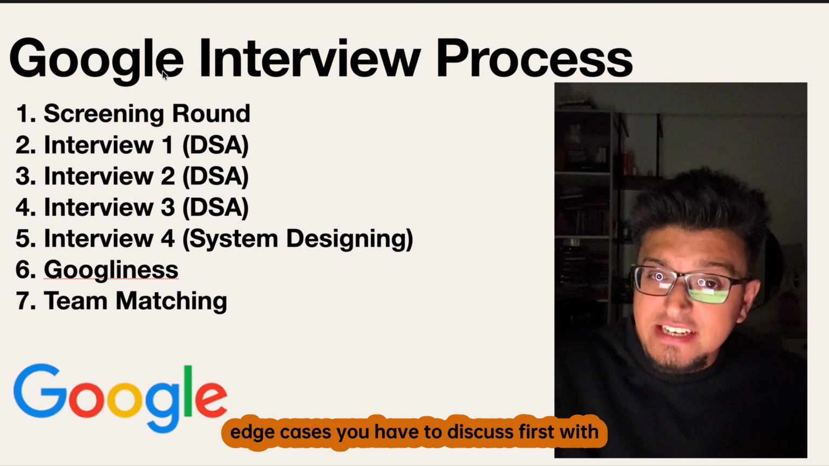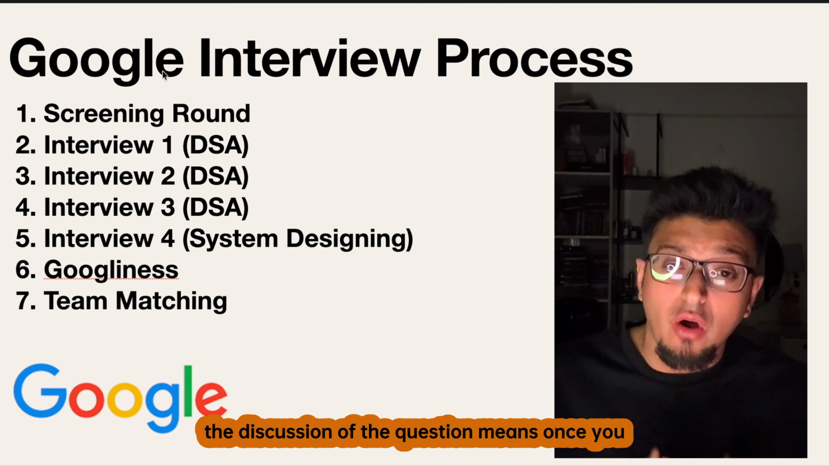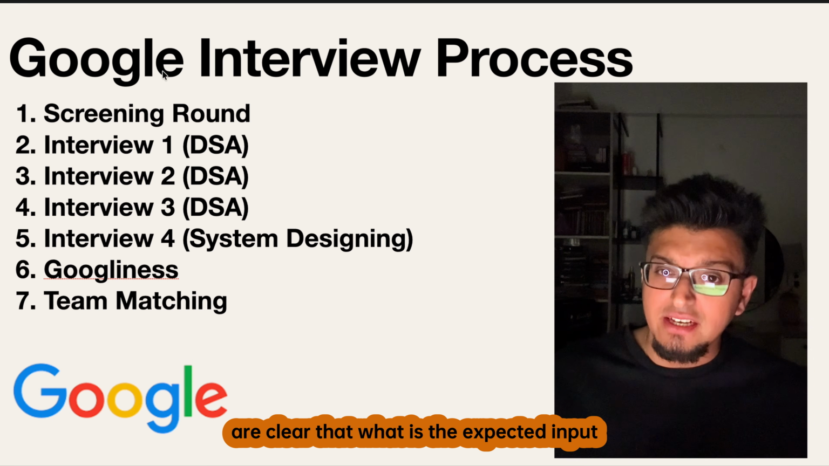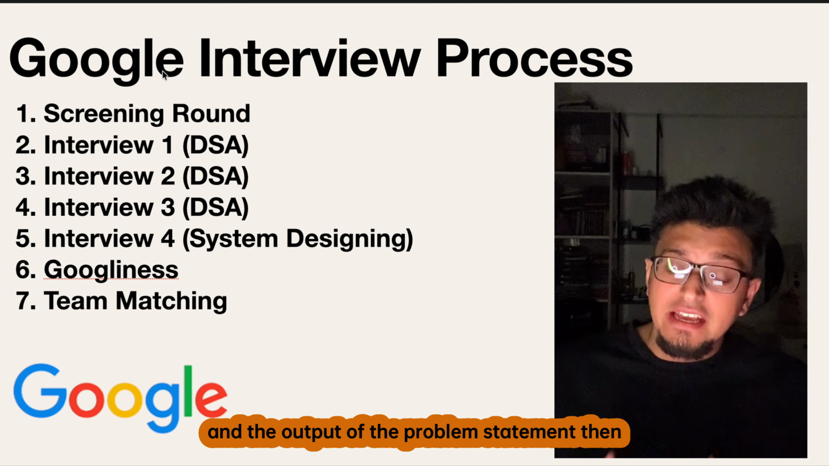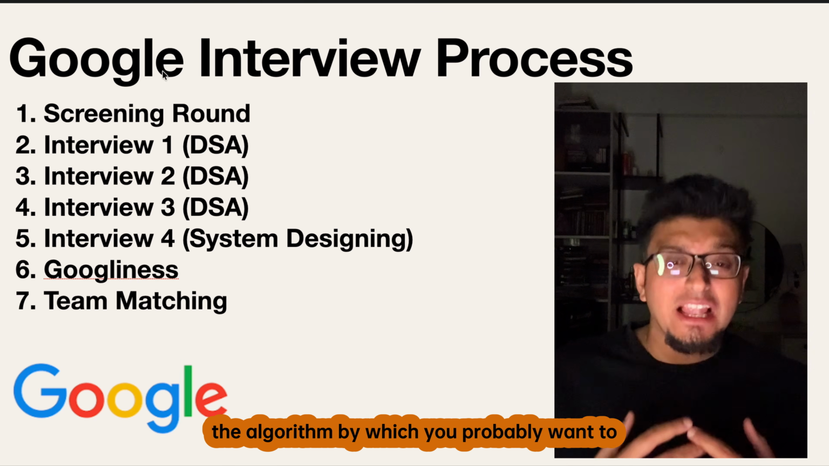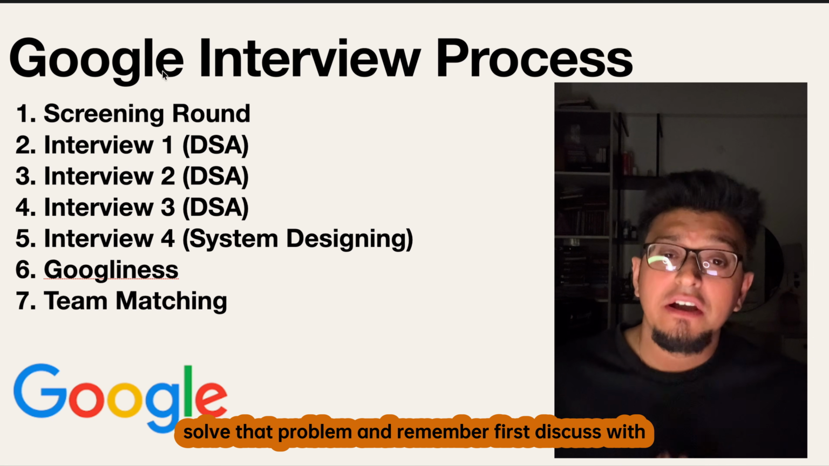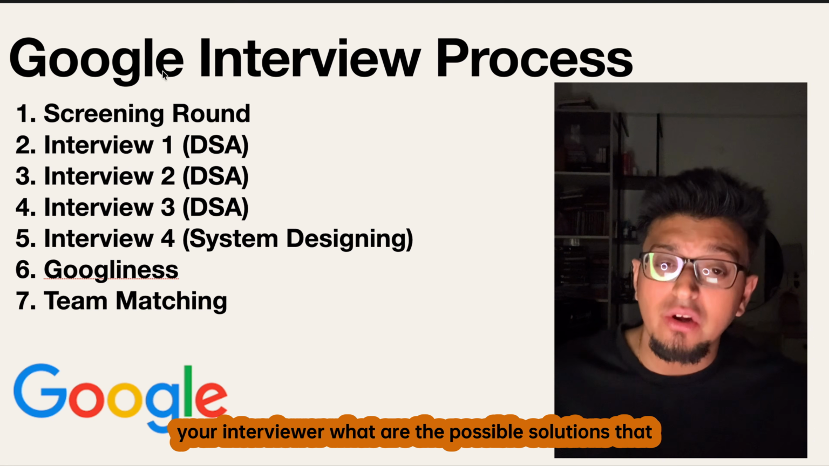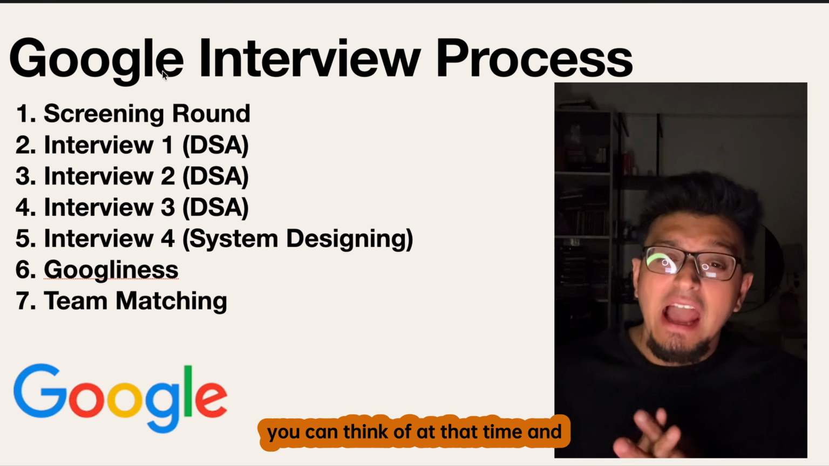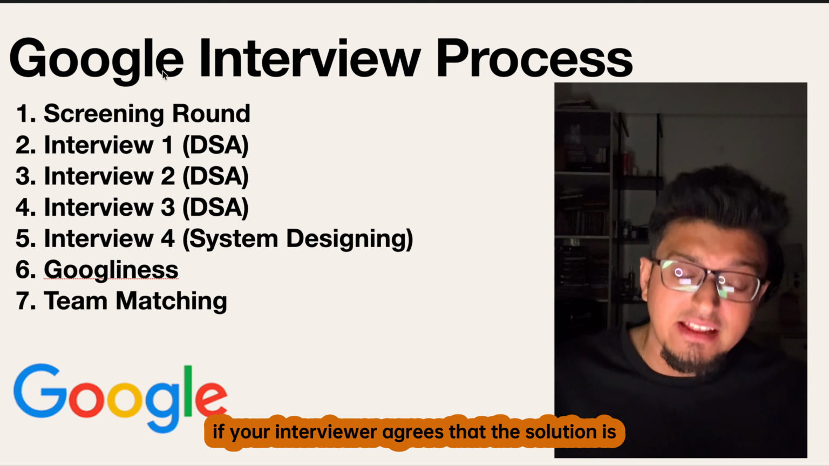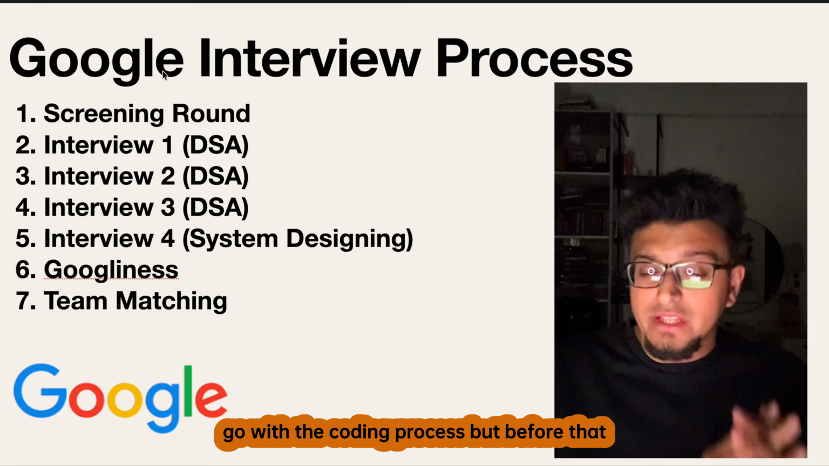So all those edge cases you have to discuss first with your interviewer, and once you are done with the discussion of the question, meaning once you are clear about the expected input and output of the problem statement, then you have to give him the idea or the algorithm by which you want to solve that problem. And remember, first discuss with your interviewer what possible solutions you can think of at that time, and if your interviewer agrees that the solution is perfect and you can proceed further, only then go with the coding process.